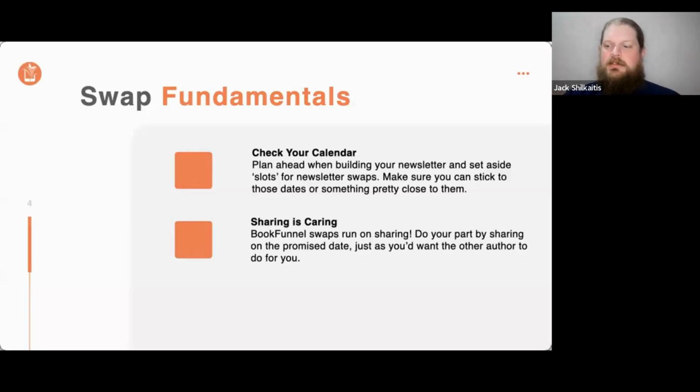So that's the first thing to understand. Part of swaps is that each author participating has to contribute by sharing that with your newsletter on the agreed upon date or around the agreed upon date, right? So that it functions and everything works as it should. You would want the other author to do the same thing for you, so do the same thing for them. Sharing is really fundamental to swaps as a whole, right? And at the same time, if an author requests a swap from you and you don't feel comfortable swapping with them because of their reputation, feel free to not accept that swap.